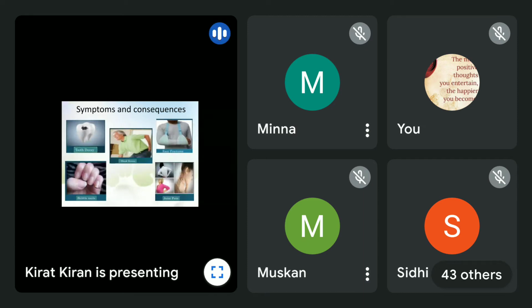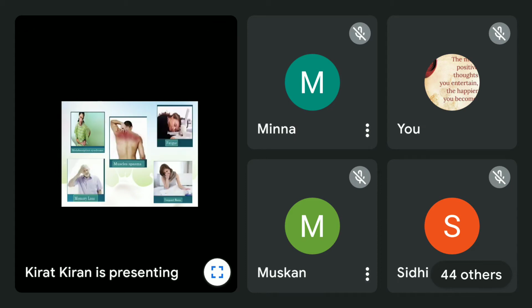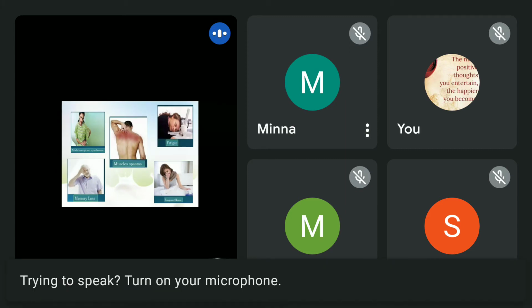Symptoms and consequences: tooth decay, weak bones, easy fractures, brittle nails, joint pain, rickets, tingling and numbness in upper and lower extremities, osteoporosis, brittle bones, permanent disability, inability to walk, malabsorption syndrome, muscle spasm, fatigue, memory loss, and frequent illness.